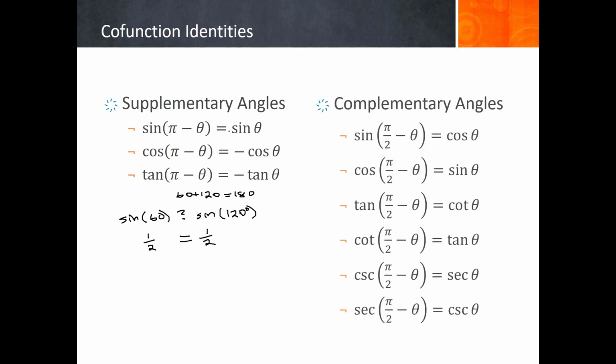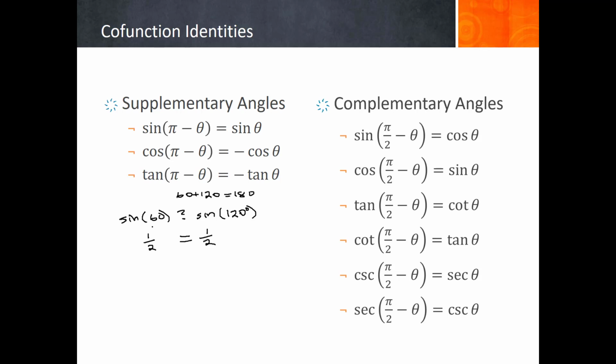All right, so complementary angles is our other kind of subgrouping of the cofunction identities. Again, complementary is two angles that add up to 90 degrees. And so 90 degrees is pi over 2 radians. So that's why we have the pi over 2 floating around in there. And so this says that if you tried to compute the sine and the cosine, for example, of complementary angles, you get the same thing.